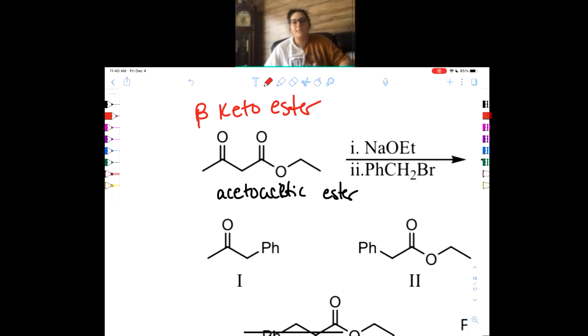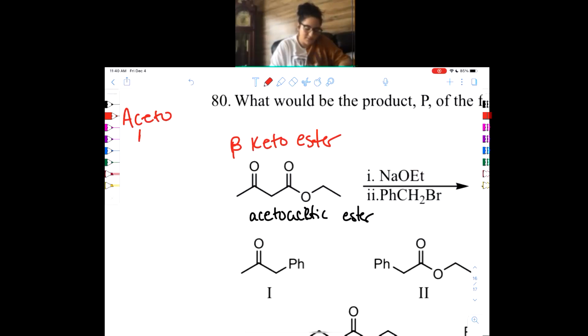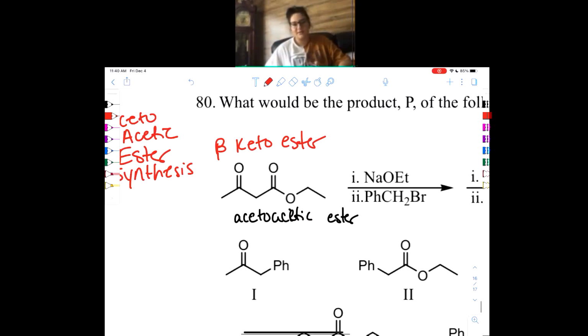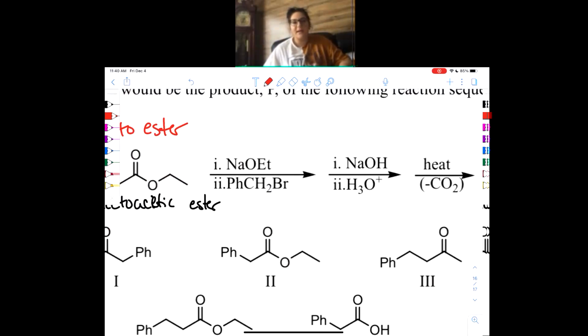So if we have an acetoacetic ester or a beta keto ester, we know that this will be the acetoacetic ester synthesis. And from our knowledge of this reaction and from these 3 steps, let's go ahead and label them so we know what we're doing. In the first step, we have base and an alkyl halide. So what is that first step going to be? What kind of reaction? Alkylation, exactly.